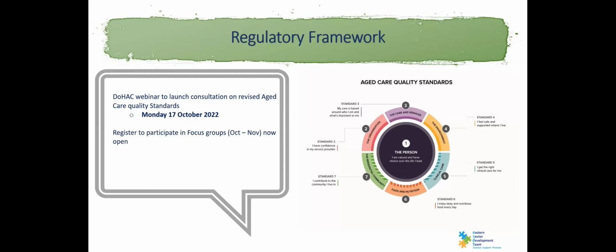The department is running a series of focus groups, so there's 9 in total, and you can go in and register for those, but I will say I think they're limiting it to 1 person per organisation, so you probably need to coordinate across your organisation about who attends those. The focus groups are around each of the individual standards, and there is a broader home care focus group scheduled for the 15th of November. There is also consultation available for families and carers, so we would certainly encourage you to be sharing information about those consultations with your clients and your community members.